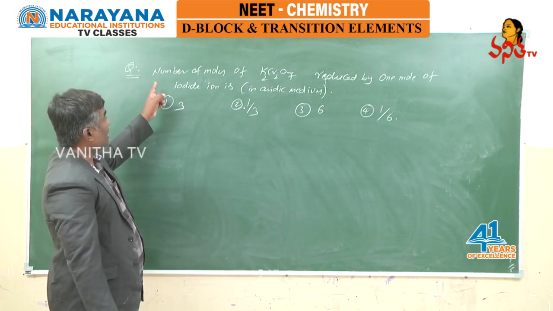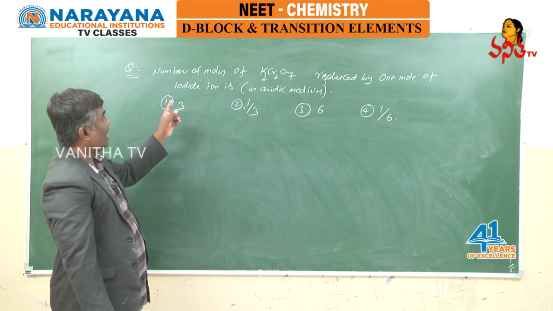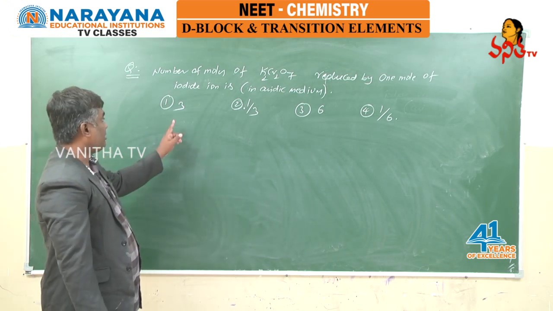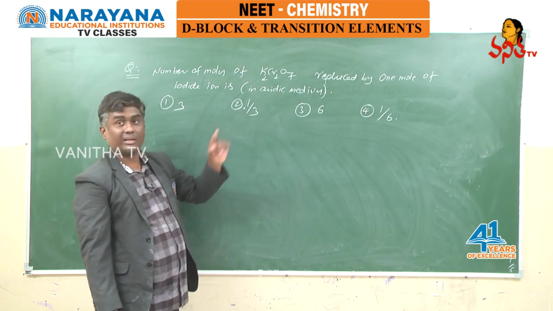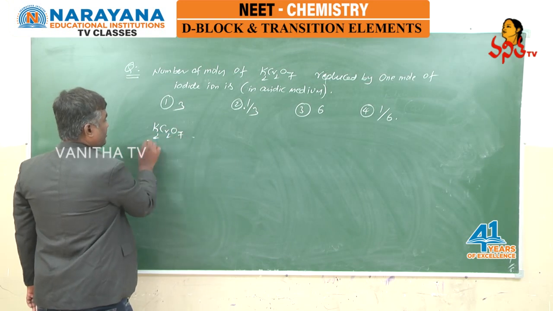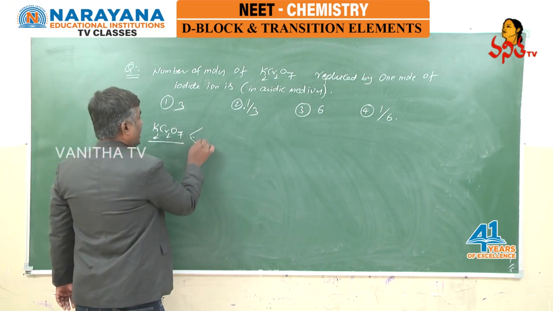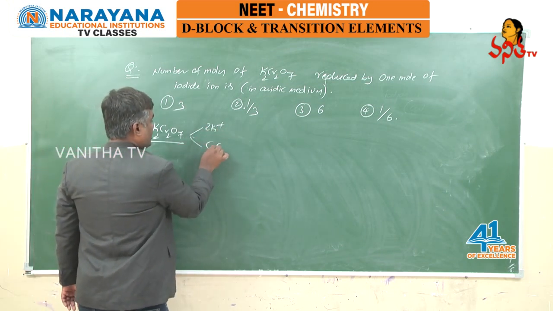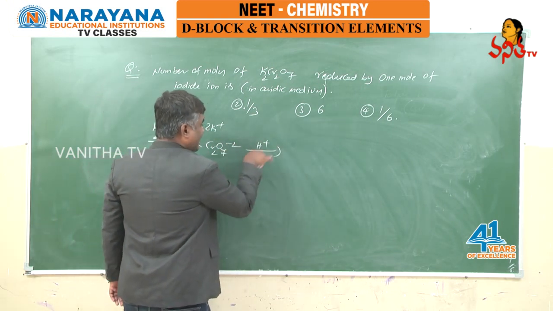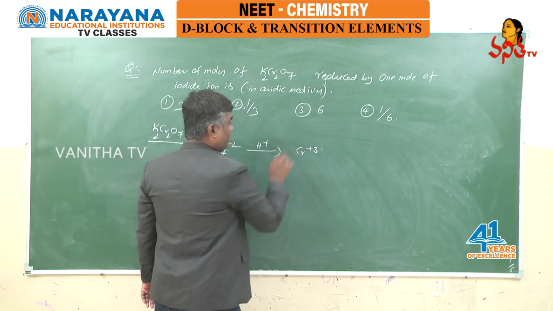Now the question is, number of moles of K2Cr2O7 reduced by 1 mole of iodide ion is, and they are asking in acidic medium. Options are given 3, 1 by 3, 6 and 1 by 6. Say students, K2Cr2O7, instead of taking potassium dichromate, we can take dichromate ion in ionic reactions, that is Cr2O7 minus 2, and we know that in acidic medium Cr2O7 minus 2 changes to Cr plus 3.